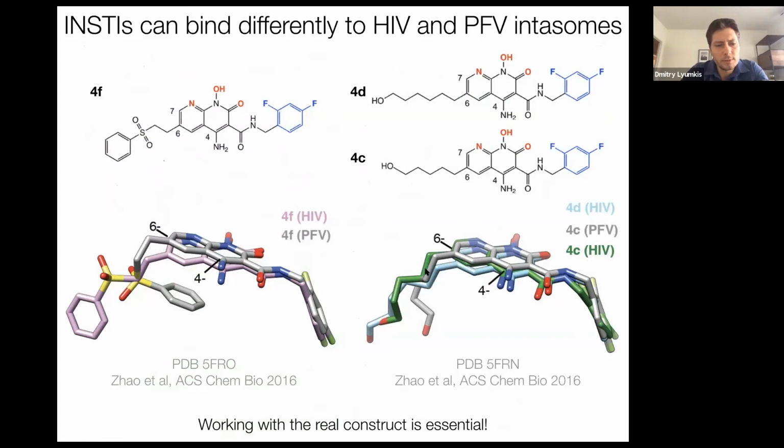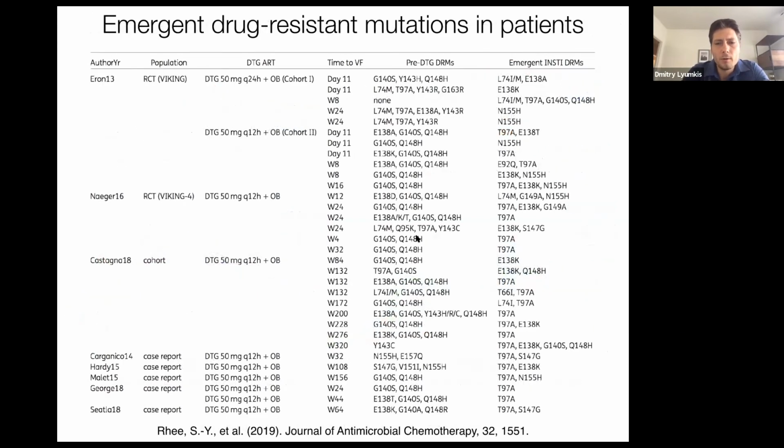So what this is really telling us is that if we want to understand how these ligands bind, if we want to utilize the information for drug design or for understanding mechanisms of viral resistance, we really have to be using the correct construct. This is absolutely essential. Now, I've mentioned that the residues in the active site are not conserved. And we know that drug resistance is a major problem.